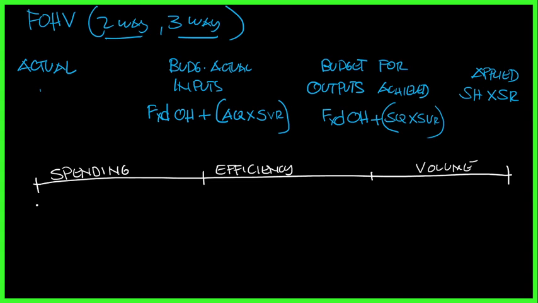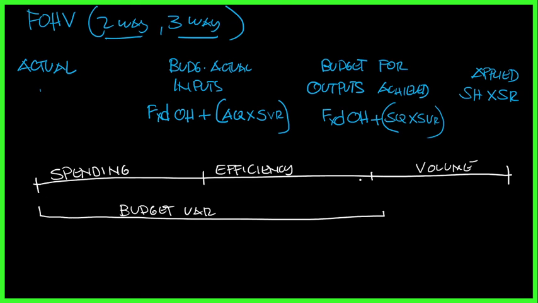Now if you add these two, or the difference of actual and your budgeted outputs achieved, that's actually the total spending and efficiency variance. This is now known as your budget variance. So that's now your two-way budget and volume variance. Okay?